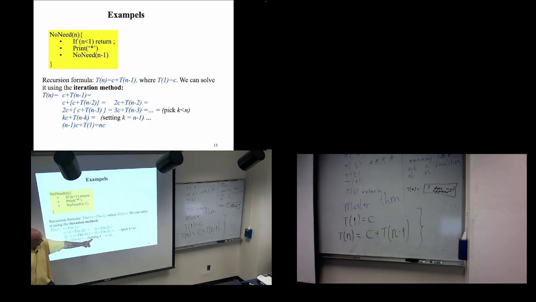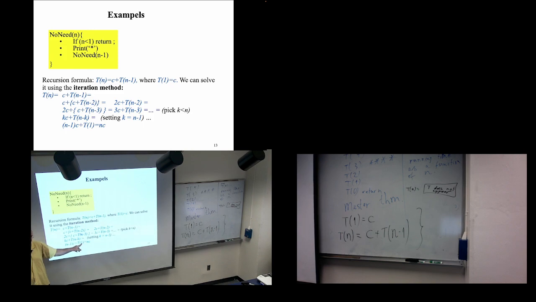Okay, so for any value of k smaller than n, the running time will be kc plus, still calling myself recursively, but at least I'm closer to the end of this process, T of n minus k, and this is true for every k. In particular, it's true if I take k which is n minus 1. So what did I get altogether? K is n minus 1, so it's n minus 1 times c, plus T of n minus 1, making it T of 1.